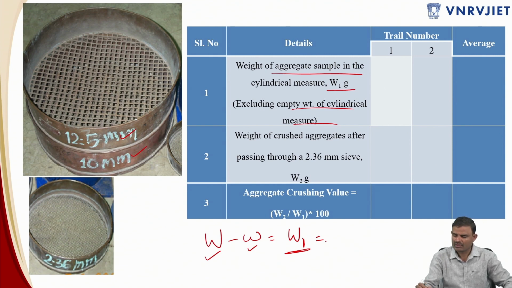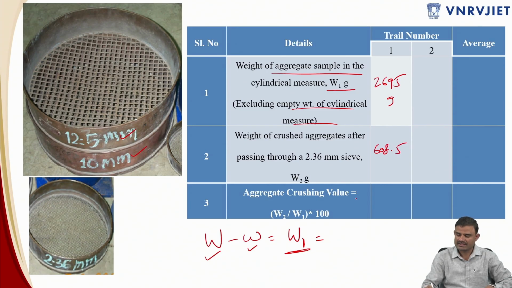I've got some values over here for our understanding. You have to repeat this for at least 2 trials, trial 1 and trial 2. I have taken the weight of the aggregate filling the cylindrical measure, which is 2695 grams. And the weight of the aggregate passing through the 2.36 mm sieve after the test has been conducted turned out to be 608.5 grams.